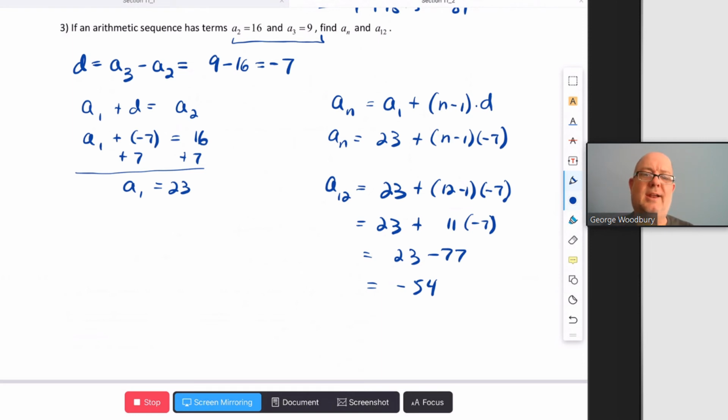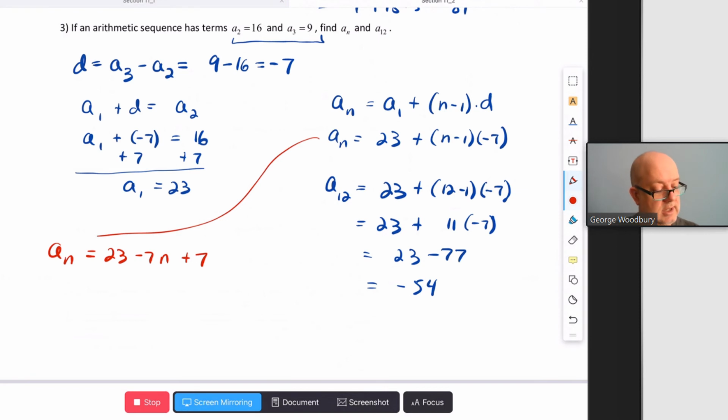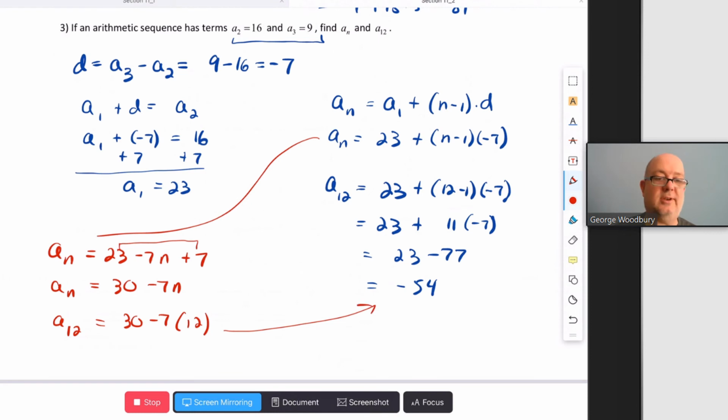Now again, let's expand on that idea of simplifying this formula. We could write a sub n equals 23 minus 7n plus 7 by distributing the negative 7. And simplifying this, you could get 30 minus 7n by combining the like terms. And so when we go to do a sub 12, we would have 30 minus 7 times 12, which would eventually get us back to negative 54. So if you like the look of the second one, use that one.